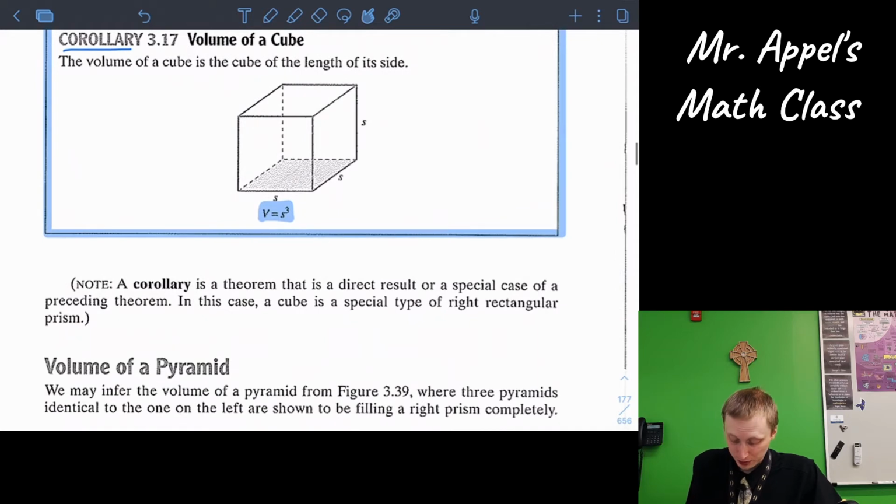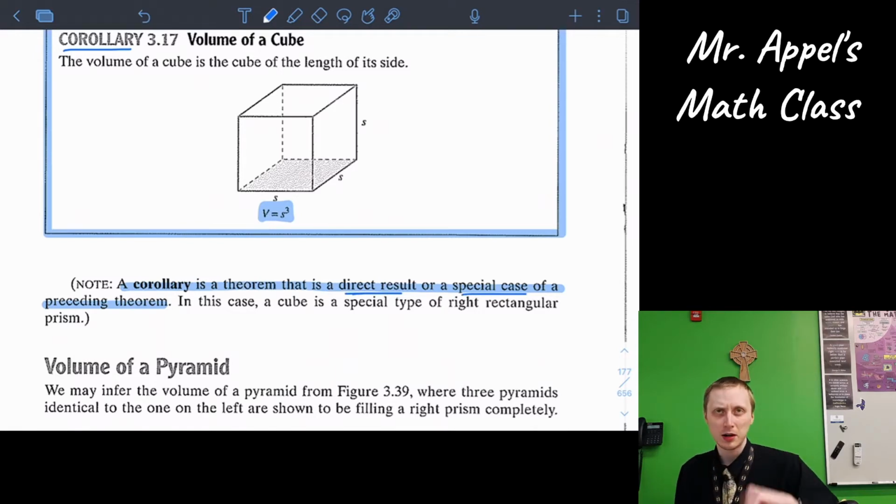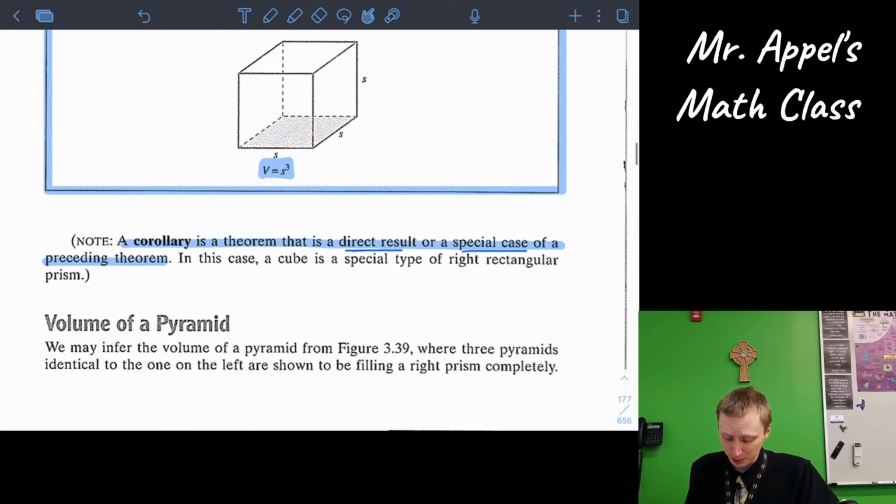And so a special note there: a corollary is a theorem that is a direct result or special case of a preceding theorem. Okay? Direct result or a special case. They go together. One automatically gives you the other. In this case, the cube is a special type of a right rectangular prism. So we call it a corollary instead of a new separate theorem.